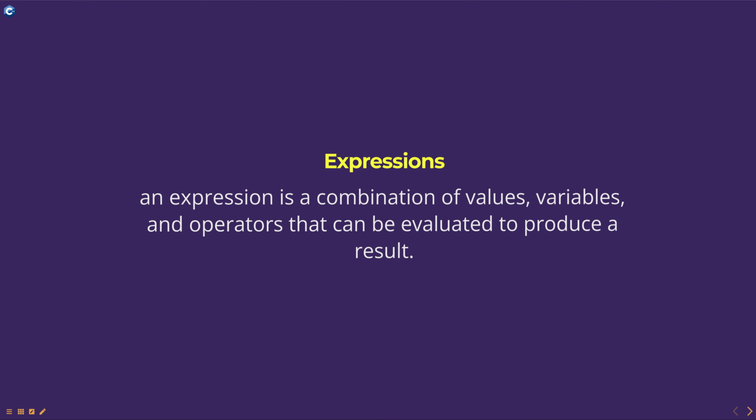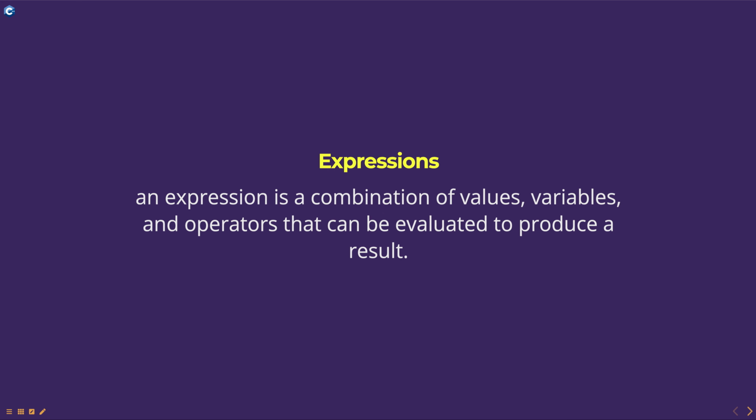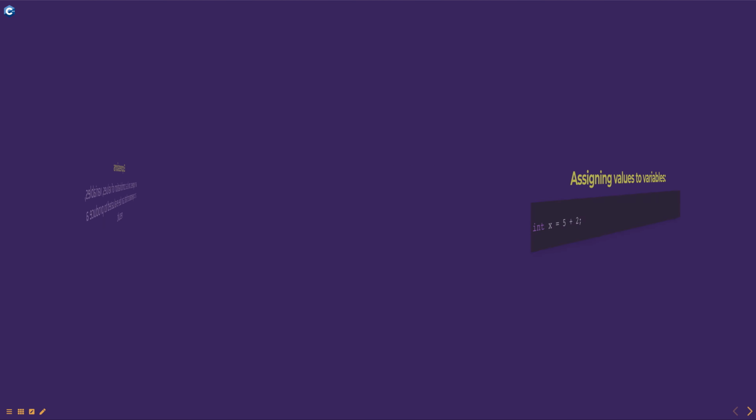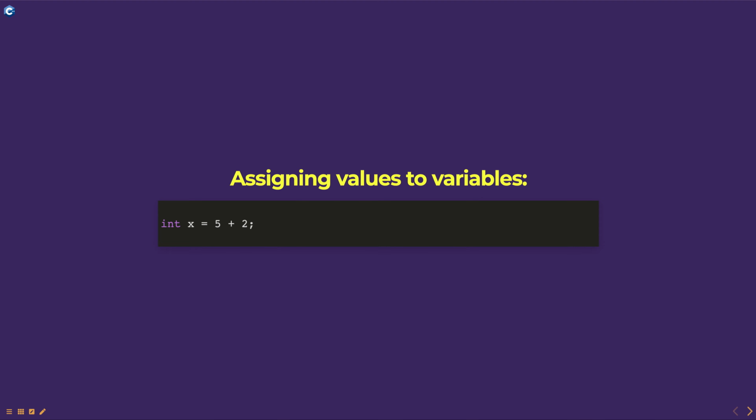In C++, an expression is a combination of values, variables, and operators that can be evaluated to produce a result. Expressions are used in various parts of the program, including assigning values to variables. Here, 5 + 2 is an expression that evaluates to 7 and is assigned to the variable x.